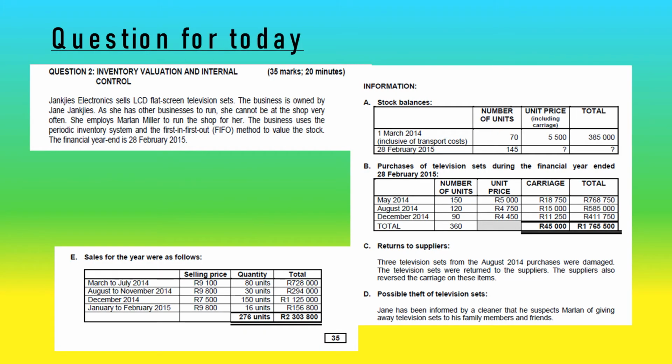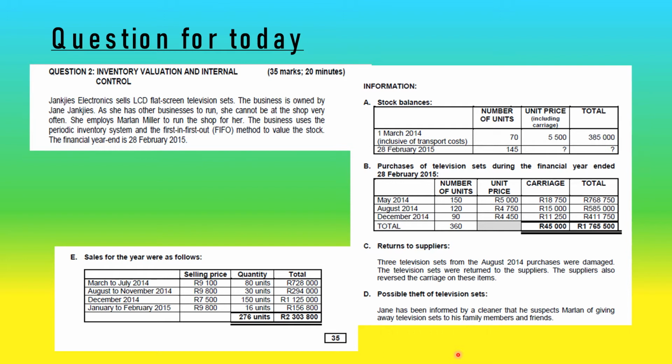Okay, so this is the question we'll be using for our lesson today, and you see that it is 35 marks and you are expected to spend 20 minutes on this question. So that means you have to use your time wisely and you need to know what you're doing. With inventory, you just need to always understand what information they've given me and how I use that to get to the answer they require.